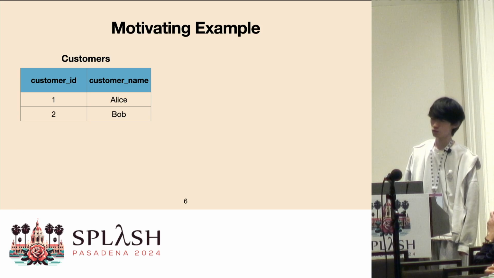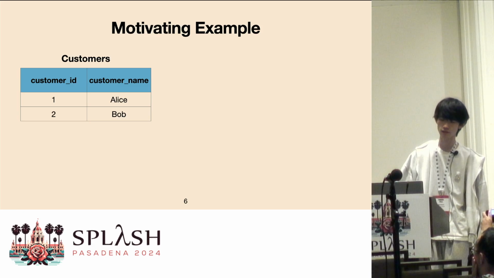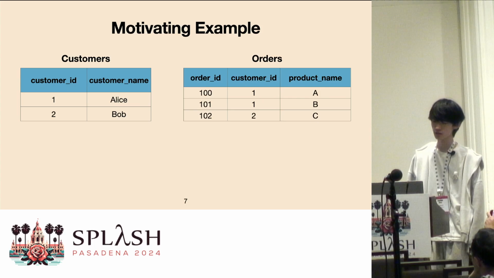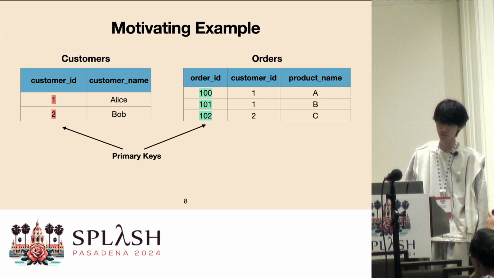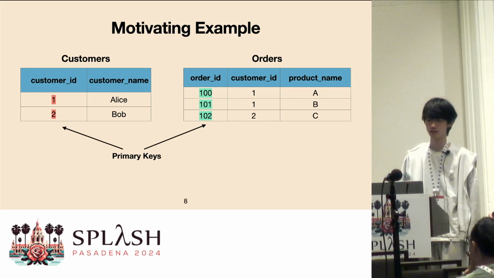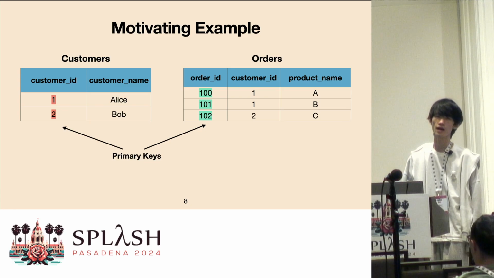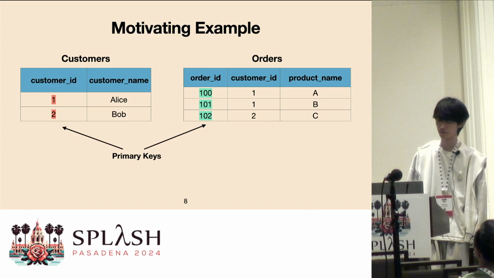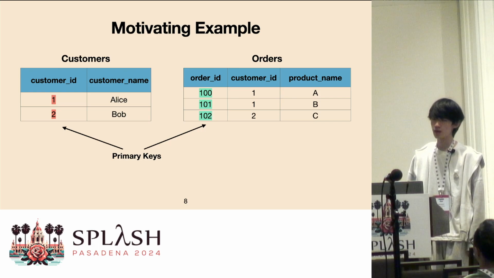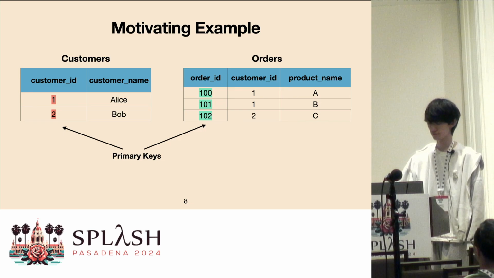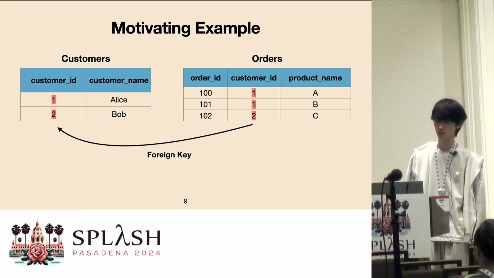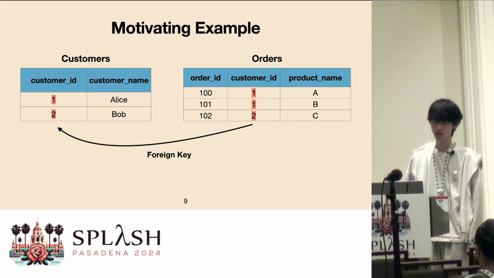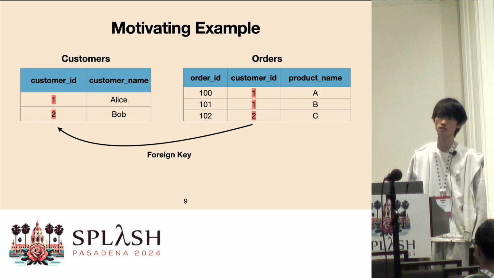Suppose we have a database with two tables. We have a customers table, which contains customers' information, and we also have an orders table, which tracks which customer has bought which product. There are also integrity constraints associated with the schema. Specifically, customer ID is a primary key of the customers table, and order ID is a primary key of the orders table, which means that these attributes must have unique and non-empty values. And the customer ID in the orders table is a foreign key, which restricts that each customer that bought a product must be associated with an existing record in the customers table.